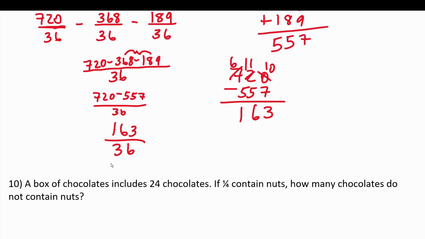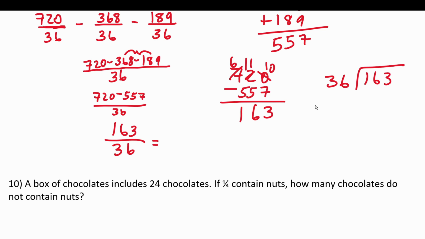And while we are technically done, we can't leave this as our answer. We have to convert this improper fraction to be a mixed number, and we do that by performing long division, notably by doing 163 divided by 36. So we're asking ourselves, how many times does 36 go into 1 without going over? It doesn't. How many times does 36 go into 16 without going over? It doesn't. How many times does 36 go into 163 without going over?